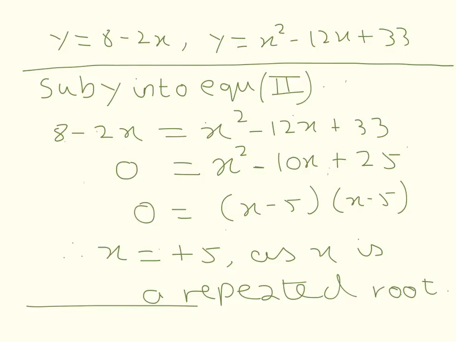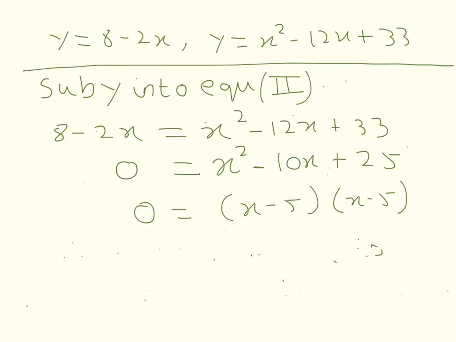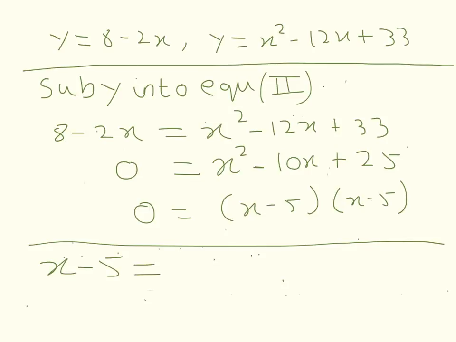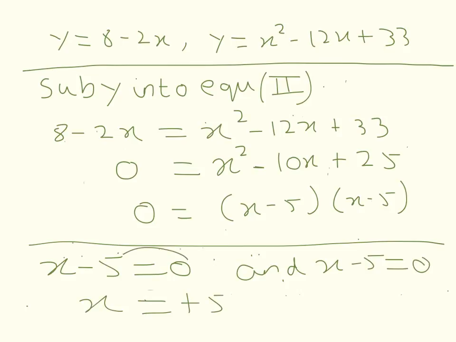So for the sake of clarity, in fact, let me erase this. So for the sake of clarity, we had x minus 5, which is equal to 0, and x minus 5, which is also equal to 0. So x is equal to positive 5 when we take it to the other side, this over here, and this over here. So, and x is equal to positive 5. You could never obtain negative 5.